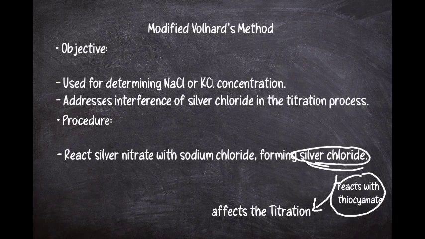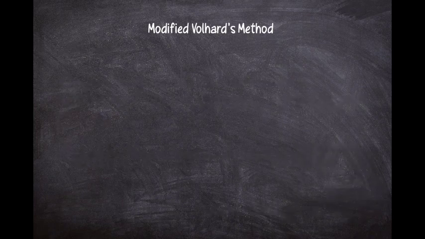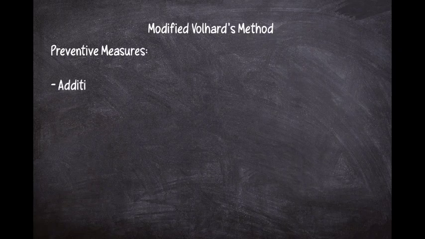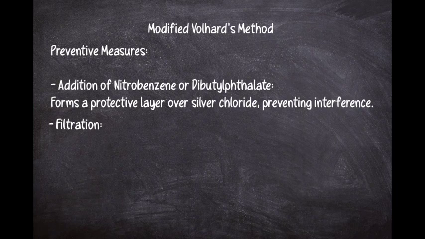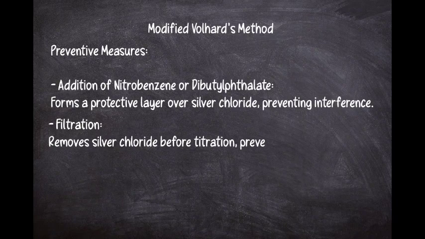So how do we prevent the interference of silver chloride? There are two main approaches. Firstly, we can add a layer of immiscible liquid such as nitrobenzene or dibutyl phthalate, which forms a protective layer over the silver chloride particles. This physical barrier prevents the interference during titration. Alternatively, another effective method is filtration. By removing the silver chloride precipitate through filtration, we eliminate the interference, allowing for a more accurate titration of excess silver nitrate with potassium or ammonium thiocyanate.